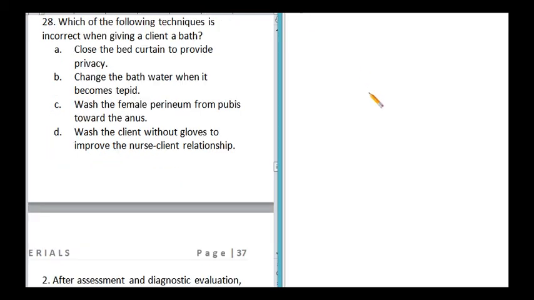Number 28. Which of the following techniques is incorrect when giving a client a bath? A. Close the bed curtain to provide privacy. B. Change the bath water when it becomes tepid. C. Wash the female perineum from pubis toward the anus. Or D. Wash a client without gloves to improve the nurse-client relationship.